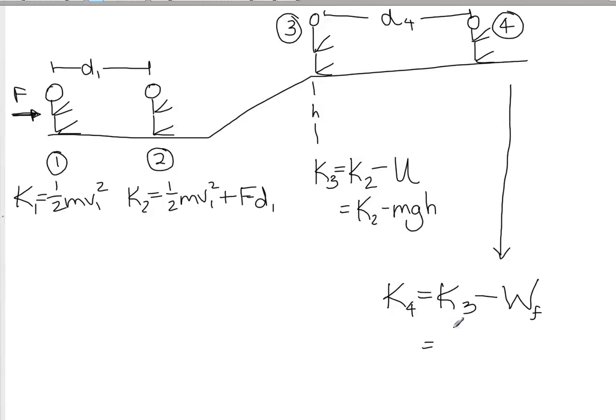And the work is always, oops, I'm supposed to be minus. Work is always the force times the distance. In this case, it's distance number 4. And since the problem gives you the frictional force, you don't have to worry about mu times the normal force. So you're just going to take the kinetic energy from number 3, subtract the frictional force times this distance, and you'll have the final kinetic energy.